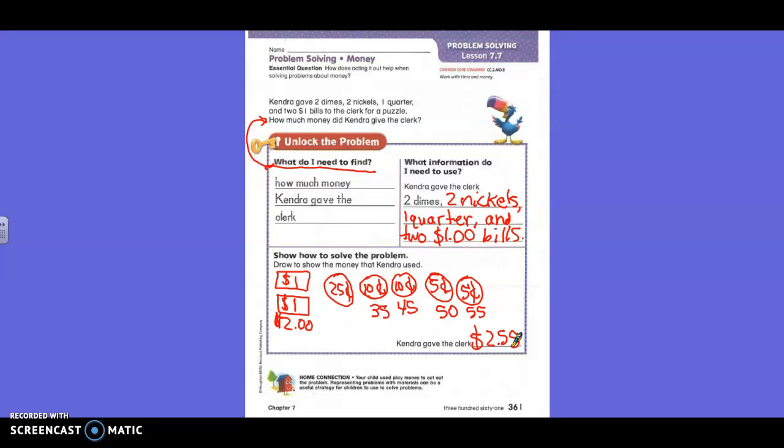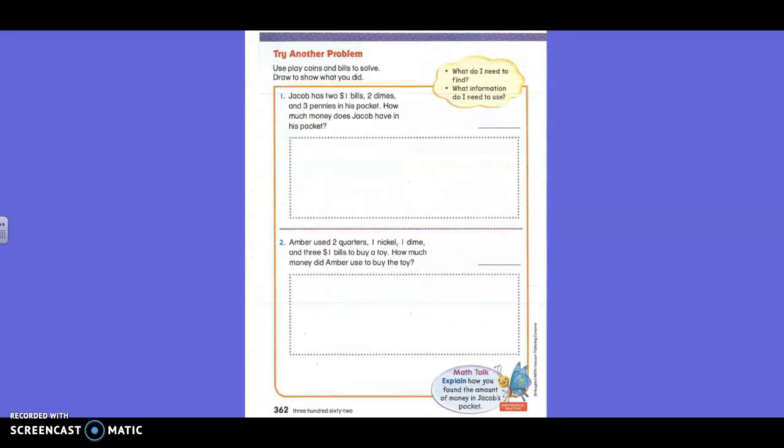Let's try another problem, okay? Read the story problem on Jacob. Jacob has 2 $1 bills, 2 dimes, and 3 pennies in his pocket. How much money does Jacob have in his pocket? Okay, so what would you do first? Yep, 2 $1 bills. Then what would you do next?